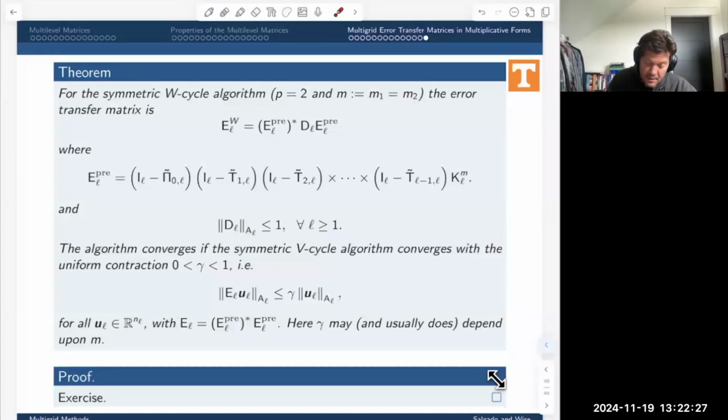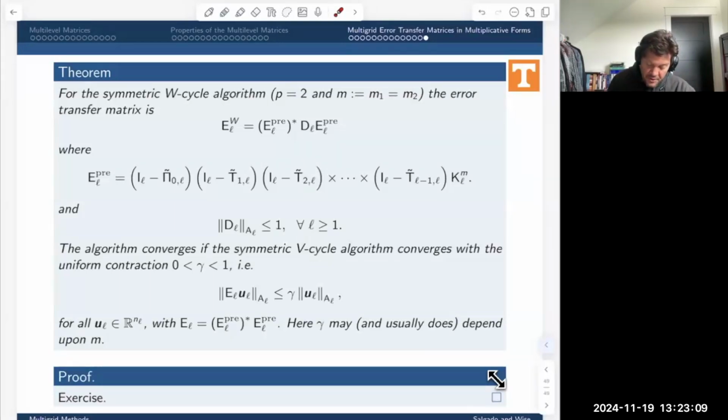Well, the error transfer for the W cycle should be something which looks like this. EL pre-star, so this is the adjoint with respect to the AL inner product, times some matrix D times the EL pre, where EL pre was, as before, just equal to this product. So it's the right-hand product only. And like before, this DL matrix should be something which is not amplifying in the AL norm. Again, you can put together a hand-waving argument about why that's so, but the devil is in the details.